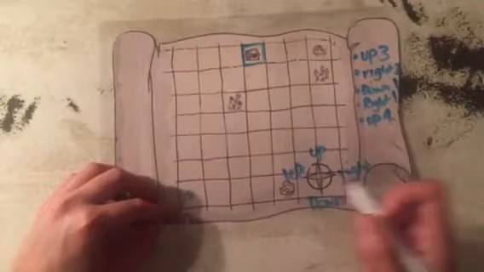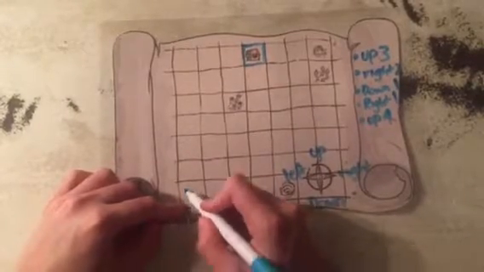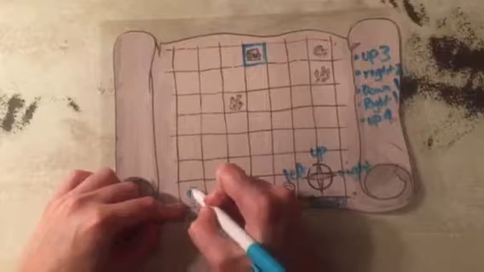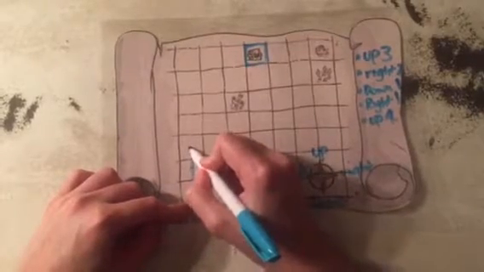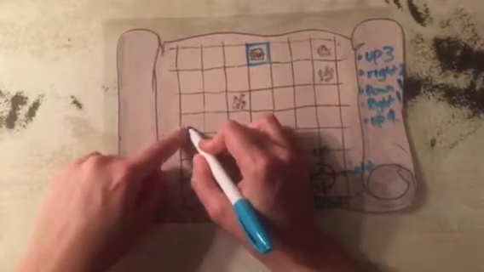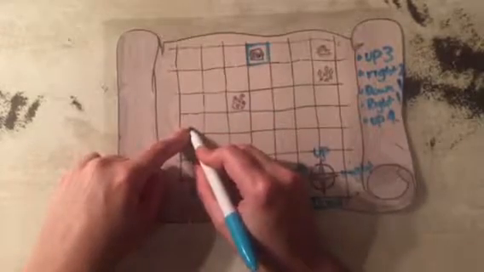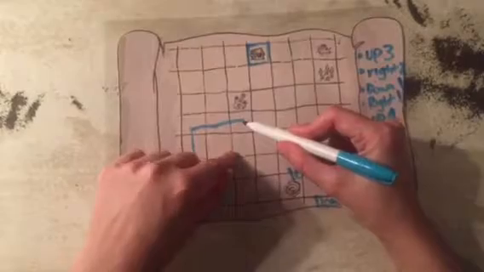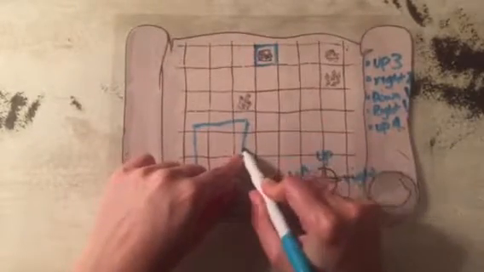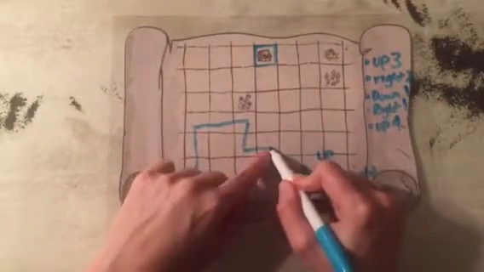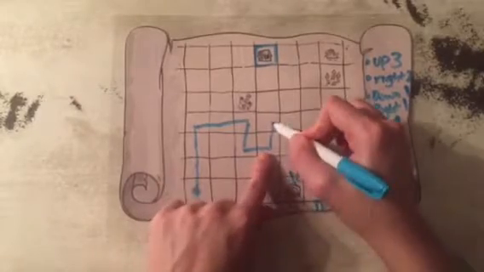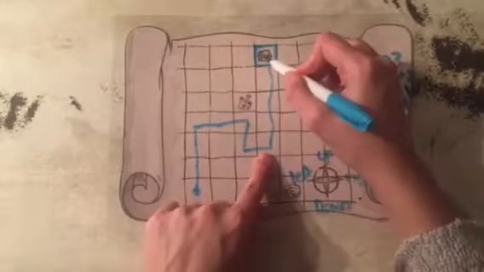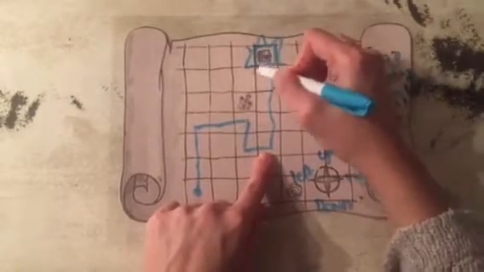So let's see if this works. Up 3, so not counting the square we're starting on: 1, 2, 3. Let's go to the right 2 from here: 1, 2. We're going down 1, so not counting the square, down 1. We're going to the right 1, and then we're going up 4: 1, 2, 3, 4. Hey, and we did it.